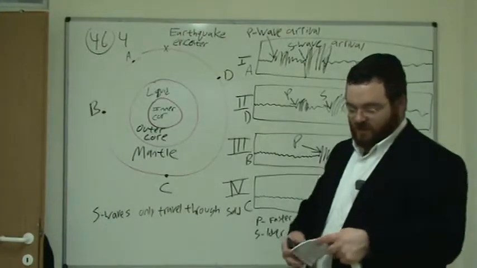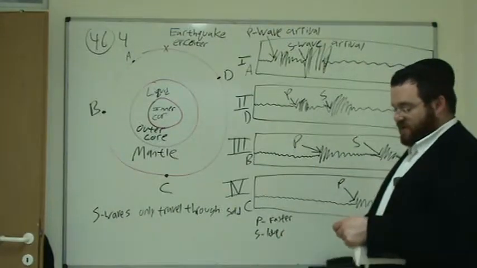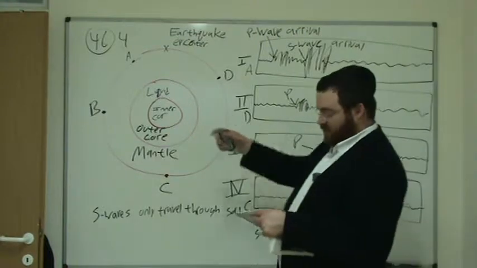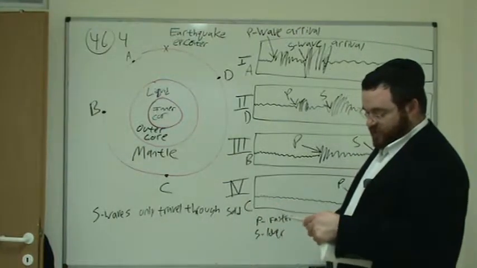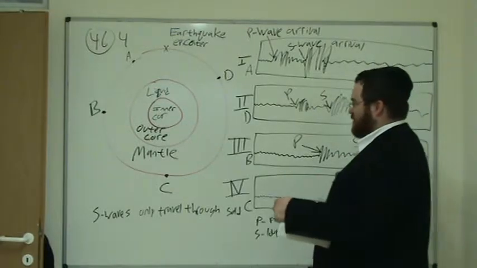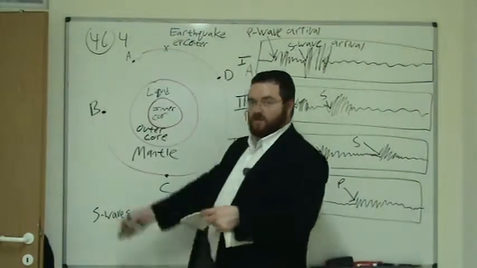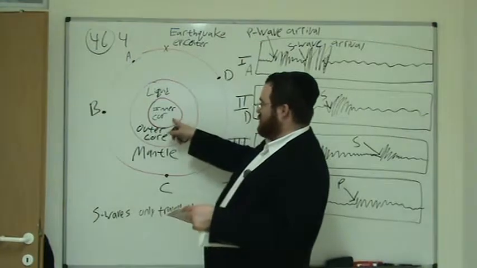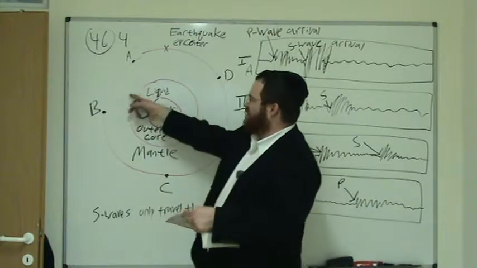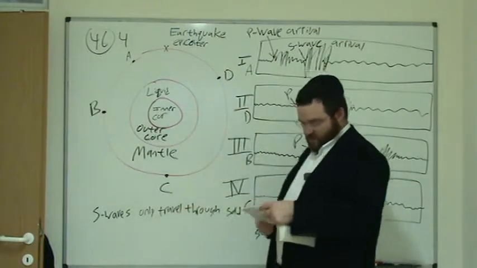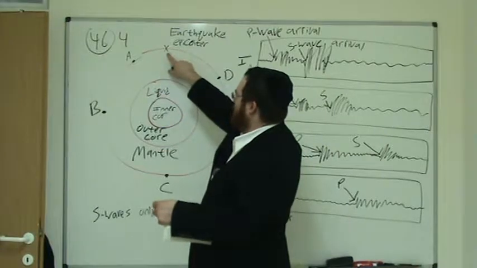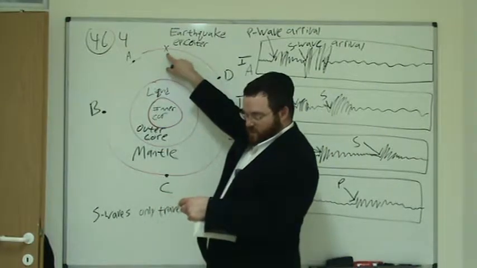Question 46. Base your answers to questions 46 and 47 on the diagram below. Diagram 1, that's the circle, represents a cross-section of Earth and its interior layers. That means you slice the Earth in half, and here's the inner core, here's the outer core, which is a liquid, and then there's the mantle, and then there's the crust. Then you have this point over here, which is the epicenter, where the earthquake occurred.